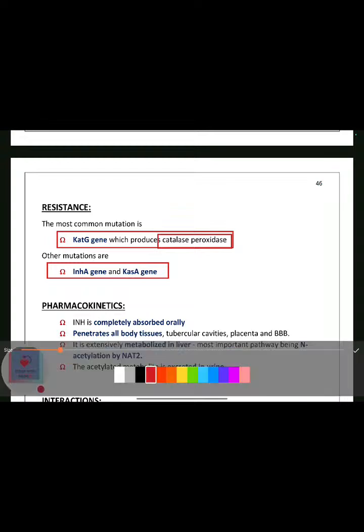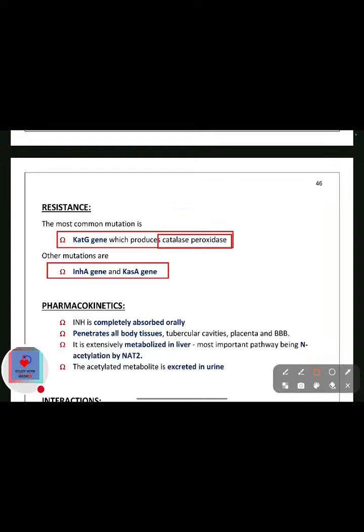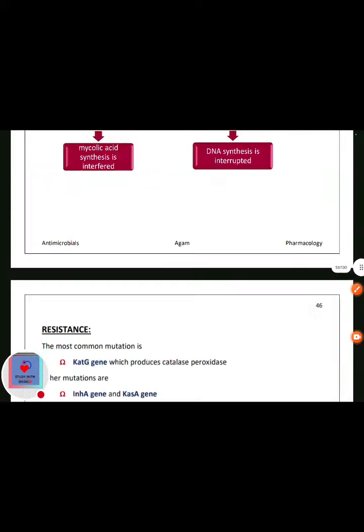The katG gene is responsible for the catalase peroxidase. So when the katG gene is mutated, the drug cannot be converted to the active metabolite. If the katG gene is normal, everything is normal, and it converts into the active metabolite. After that, adducts of NAD and NADP are formed, but if the INHA gene is mutated, the adduct is not able to inhibit INHA. Similarly for the KasA gene. Okay, so these are the things taking place.